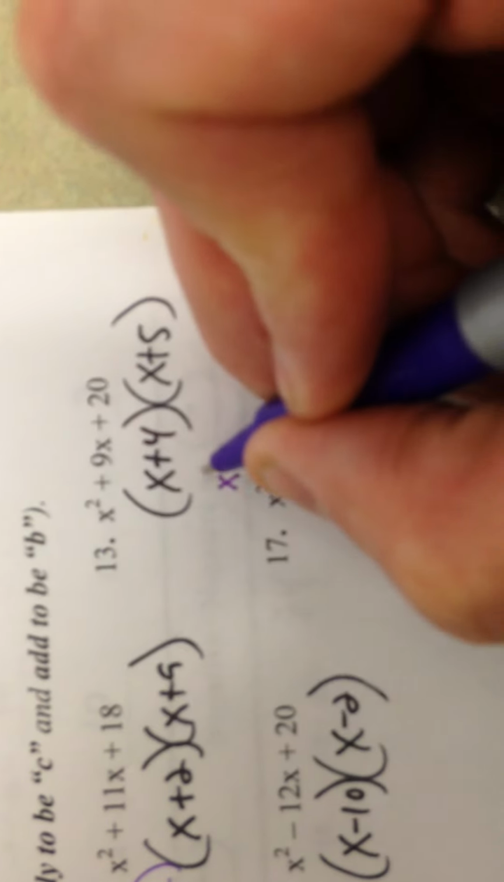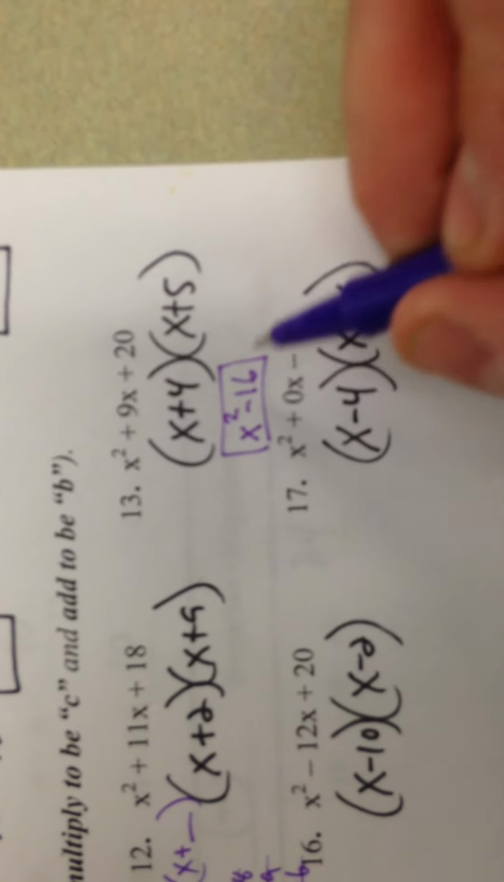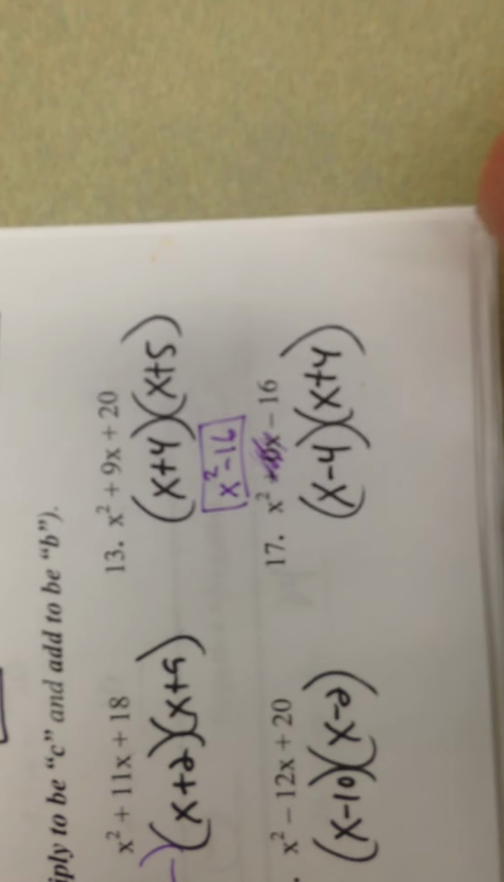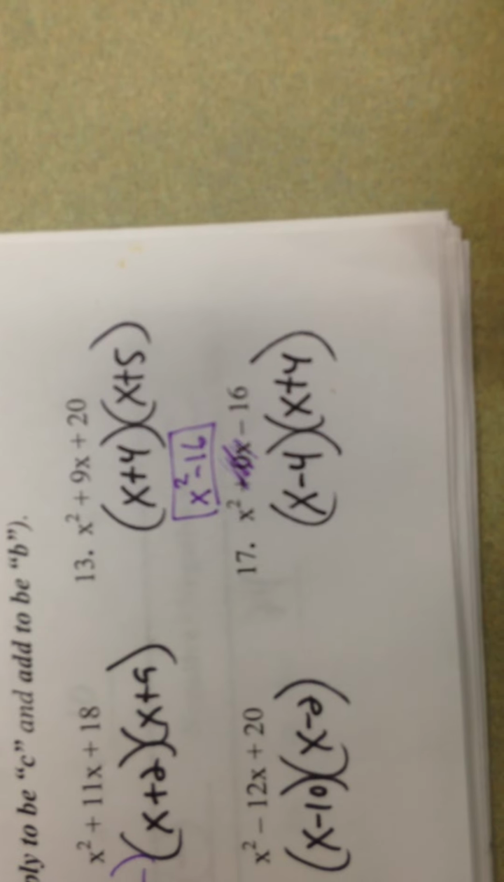This is actually called a difference of two squares. We'll be looking at this in Algebra 2. X squared minus 16. A lot of times when students see it looking like this without that plus 0x, they forget that they can consider it to be a quadratic trinomial, so they forget how to factor it.